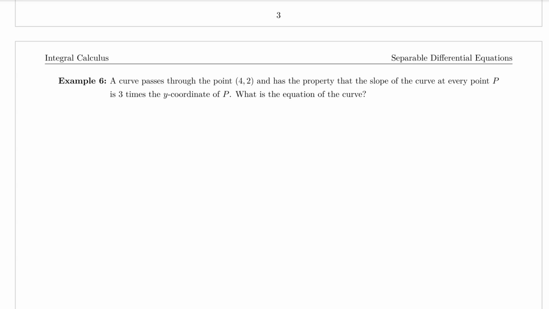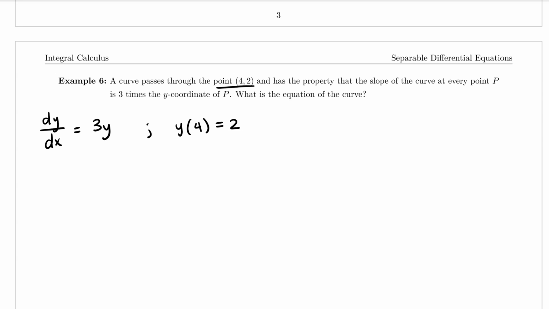It says that the slope of the curve, or the slope of the tangent line, at every point P is 3 times the y-coordinate of P, which is another way of saying dy/dx is equal to 3y. And if we know that the solution curve goes through the point (4, 2), that gives us the initial condition that y(4) is equal to 2.